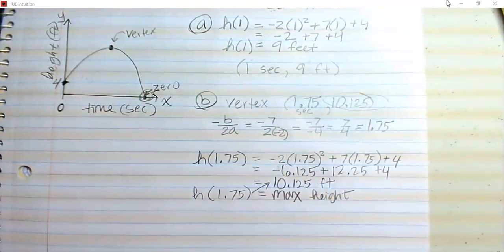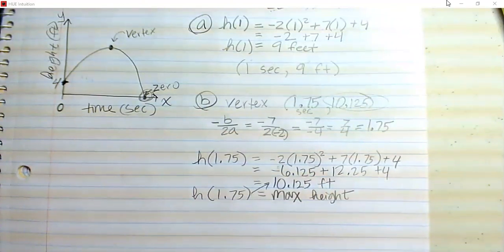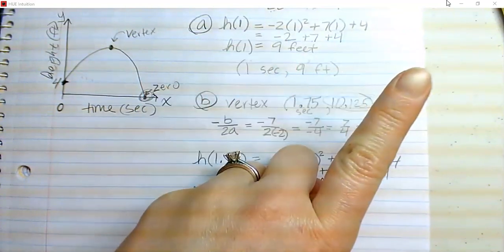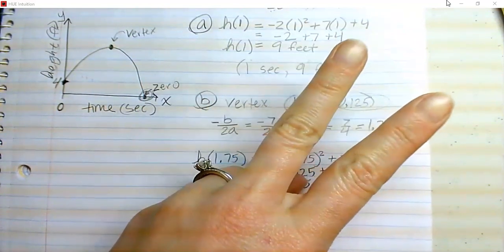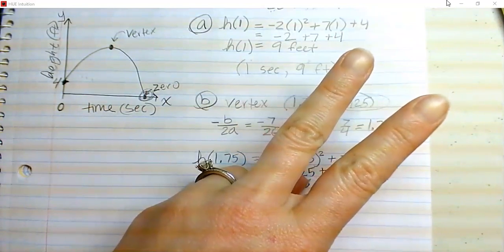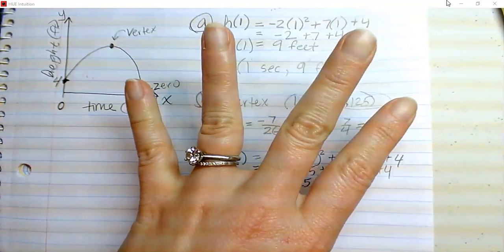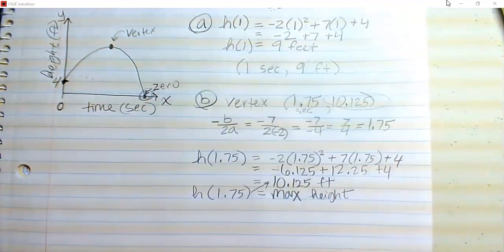x-intercept. That's what we want. We want the x-intercept. Well, how do you find an x-intercept or a zero of the function? You've got four options. One, factor. Two, square root method. Three, complete the square. Four, quadratic formula. Okay, those are your options.